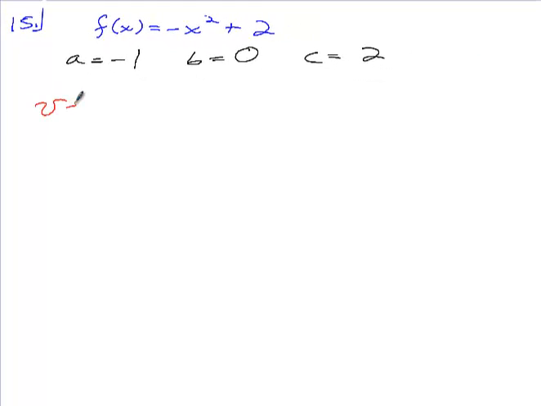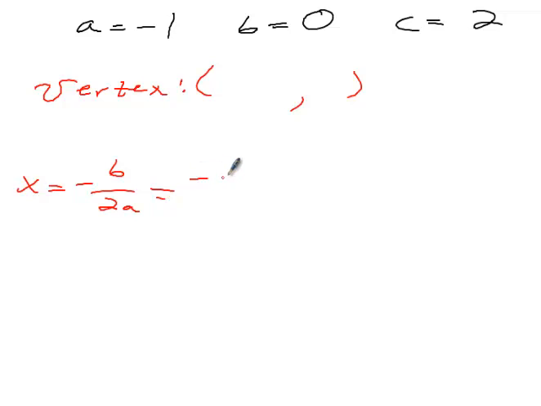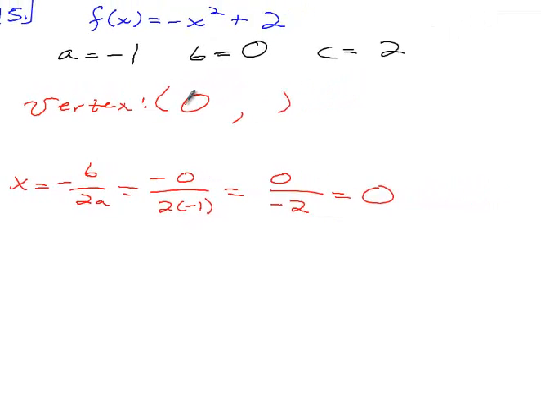All right, what's the next thing I need to find? The vertex. I find the x-coordinate of the vertex, negative b over 2a, so all I do is plug in the values from up above. What's my b? What's my a? Okay, what's -1 times 0 on top here? 0, and what is 2 times -1? -2. What's 0 divided by anything? 0, so my x-coordinate is 0.